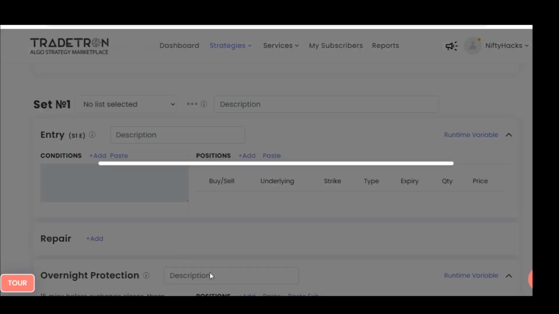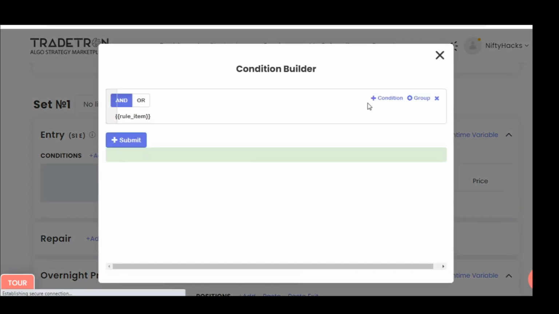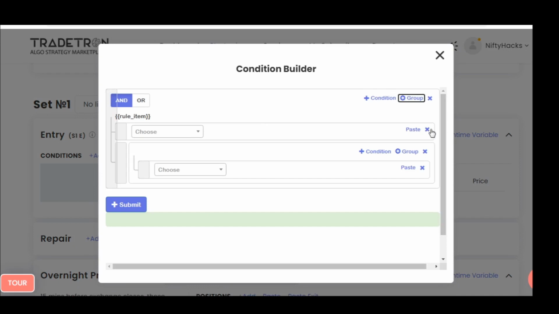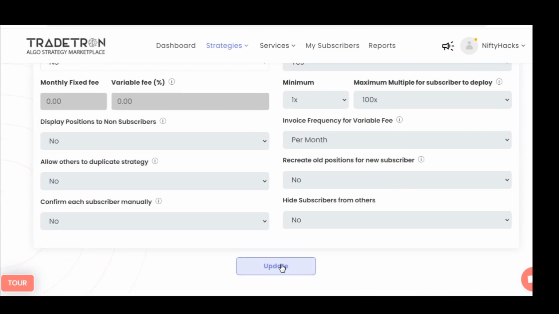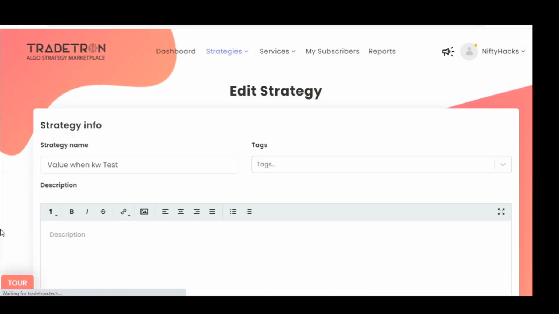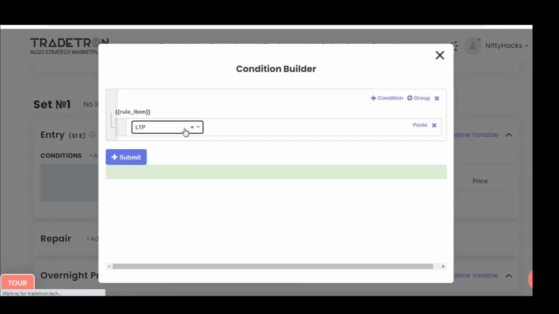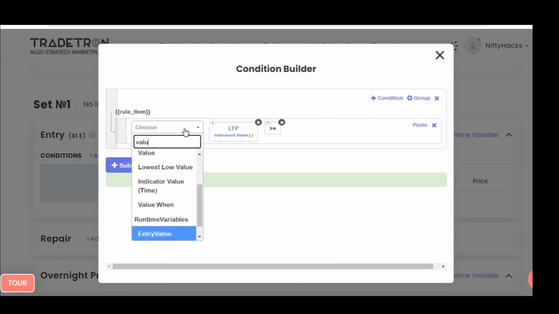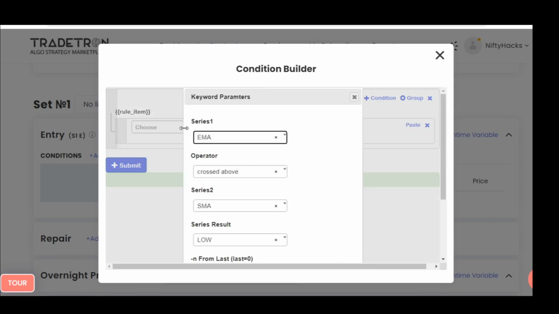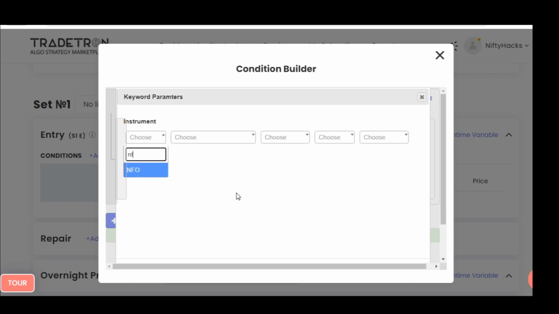So let's make one basic strategy on the 15-minute time frame. Why is it happening like this? Seems like some issue. So LTP of Bank Nifty is greater than or equal to value when EMA crossed above EMA high, right? So it will check the last crossover, and add the instrument name. So Bank Nifty spot, right?